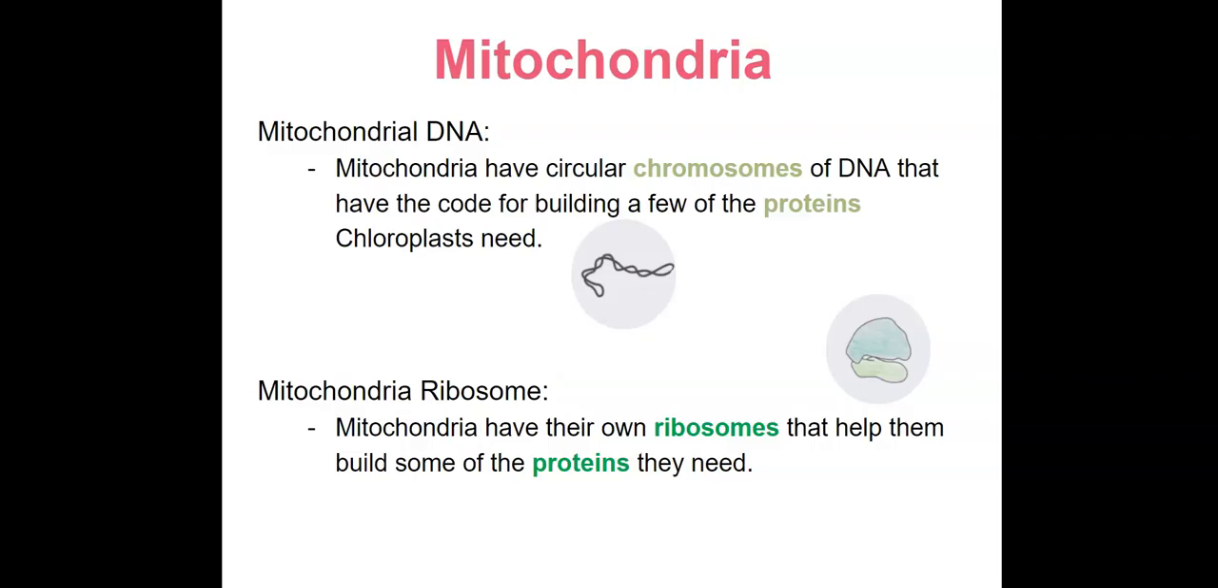Just like chloroplasts, mitochondria also have their own DNA. They have a single circular chromosome of DNA that contains the recipes needed to build the proteins. Oops, and I forgot to change this to say mitochondria. That's okay. And mitochondria also have their own ribosomes. And again, we know ribosomes build proteins. So if you have ribosomes to build proteins, you have to have DNA so that you have the recipe for how to build that protein. So mitochondria and chloroplasts have their own DNA and they have their own ribosomes.